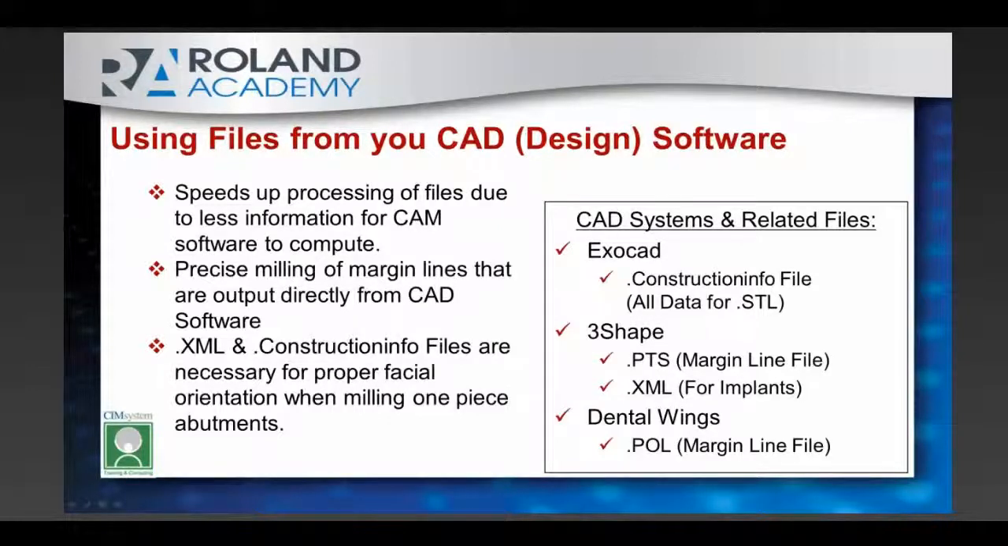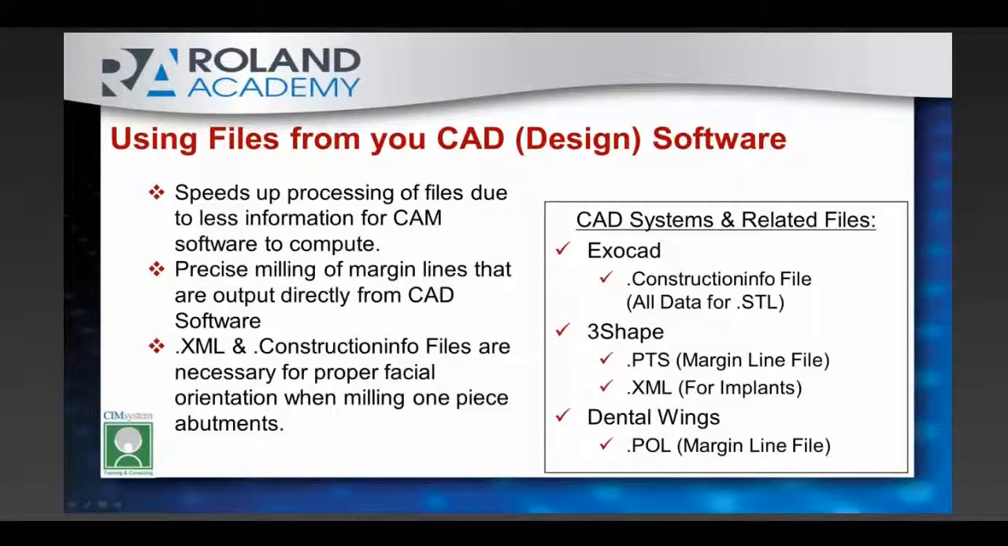So you should end up with typically two files. If it's a crown and a bridge or any type of those simple restorations, you're going to end up with your STL file, which is just the geometrical data that's output from that software, and then you're going to end up with a PTS file or a construction info file or a .pol file, depending on your CAD software.